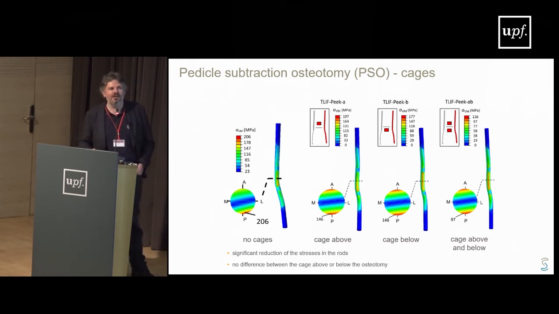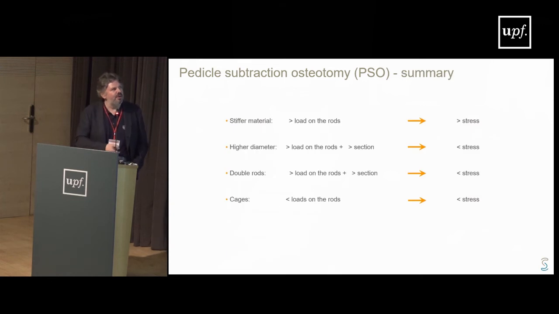And actually, now it's done clinically. This paper was one of the first papers that proposed this solution. So we are happy that we could really contribute to make a change in clinical practice by suggesting a solution that appears to be valuable from a biomechanical point of view. So that's a summary of what we said already: changing material, diameter, double rods and cages. It appears that double rods and cages are effective strategies for reducing the stresses that we have in the rods, and that's protecting the rods from mechanical failure.